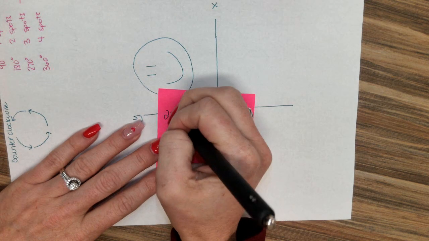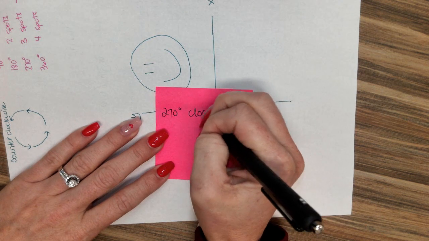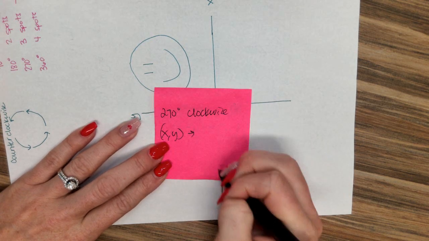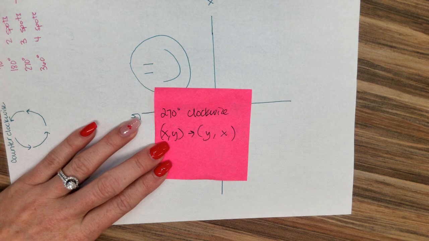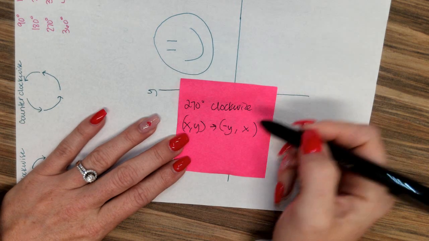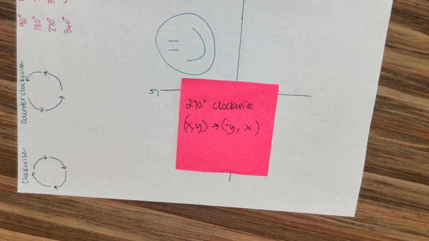For 270 clockwise, I take my x and my y, because this is just the way you write it. They switch spots. And y'all said the y is negative, the x is positive. What do y'all think about Happy Face Man? It's really not bad once you get it. So left side is negative and right side is positive. Up is positive, down is negative.